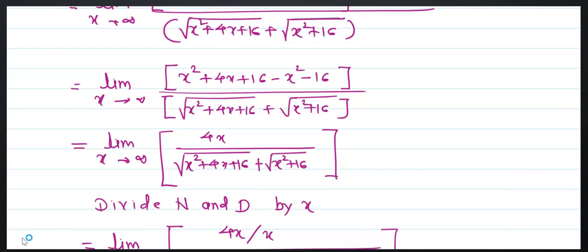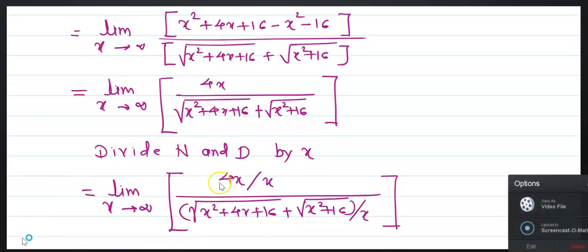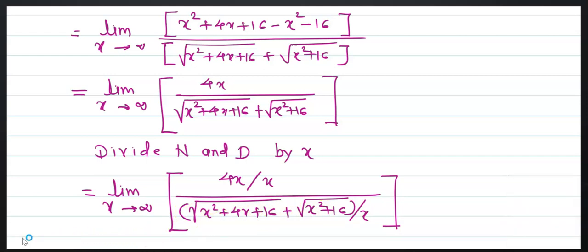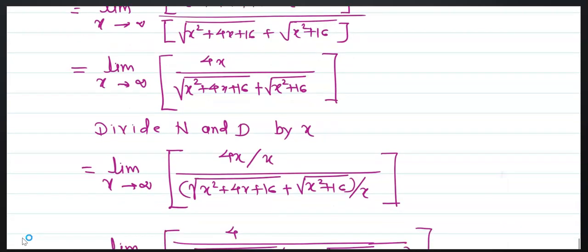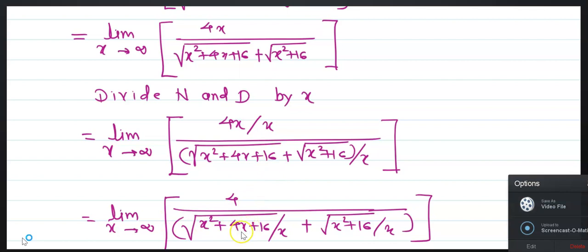Now, divide numerator and denominator by x. We are dividing the numerator by x, that is 4x upon x. This whole divided by √(x² + 4x + 16) + √(x² + 16). Therefore, in the numerator you will get 4, and in the denominator √(x² + 4x + 16) upon x plus √(x² + 16) upon x.